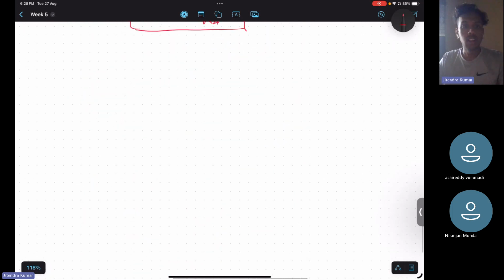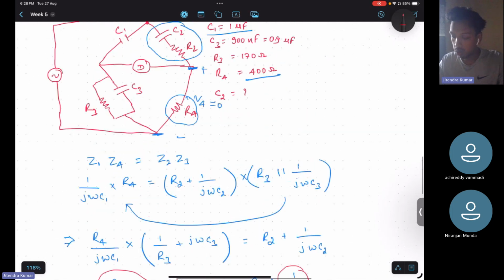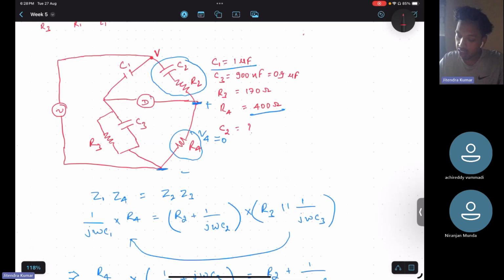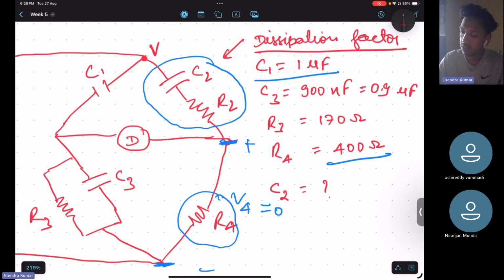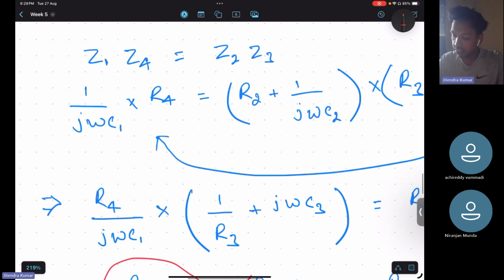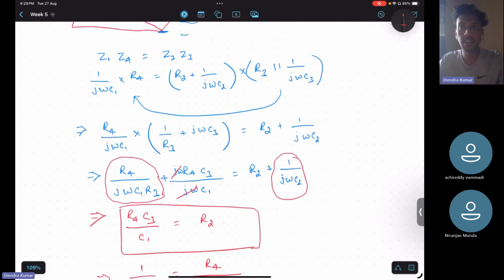Yeah. So we need to find the dissipation factor of this capacitor, which we just found out, the R2 and C2 branch. So we need to calculate the dissipation factor of this branch. So you might have gone through the lecture. So what is the dissipation factor? Do you have any idea about that?